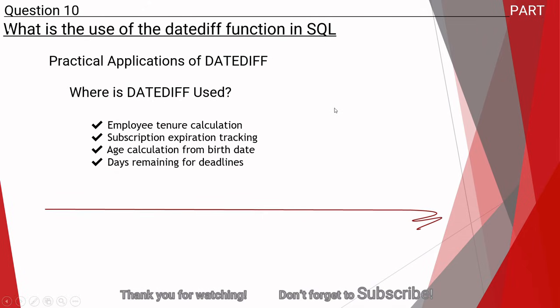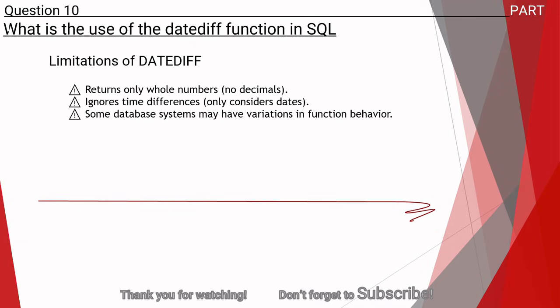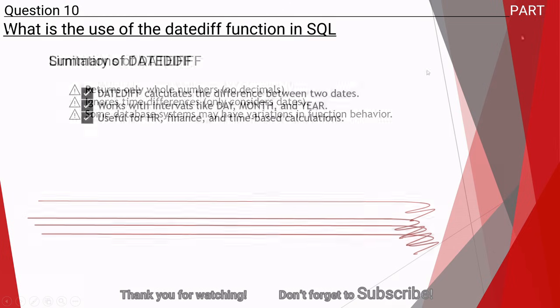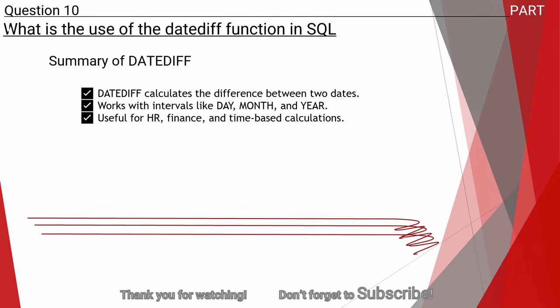The Datediff function is widely used in various industries. For example, HR departments use it to calculate employee tenure, finance teams track subscription expiration, and healthcare applications calculate patient age. While Datediff is a useful function, it has some limitations. It only returns whole numbers, meaning it rounds differences. It also ignores time differences, focusing only on full days, months, or years.